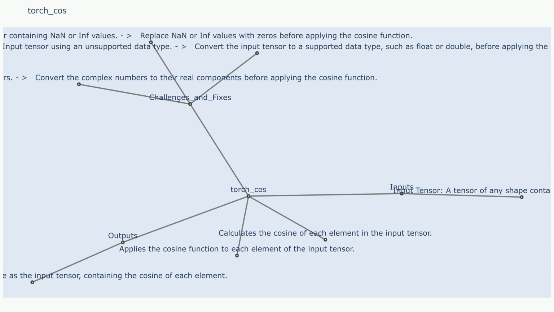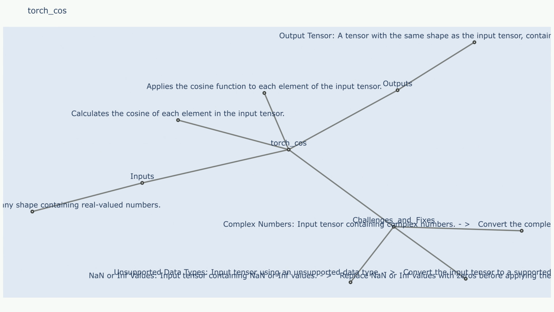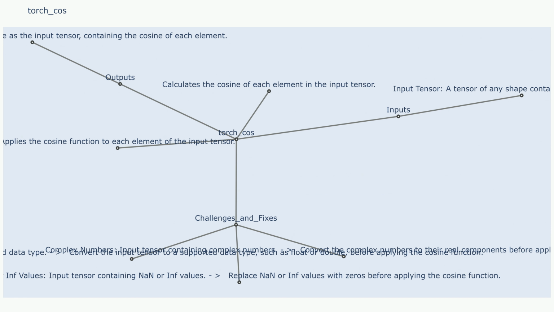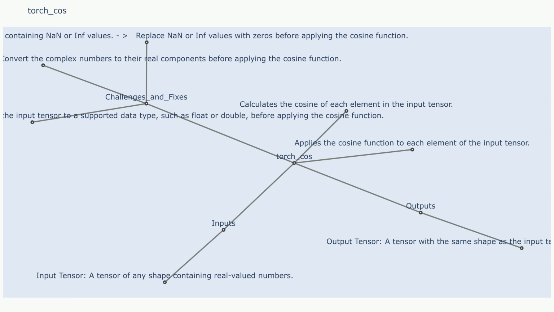Sample use case that resulted in challenge 2: torch.cos(torch.tensor([1.0+2.0j])). Fixes to challenge 2: ensure that the input tensor has a real-valued data type. If necessary, convert complex data to real data using methods like torch.real or torch.imag.